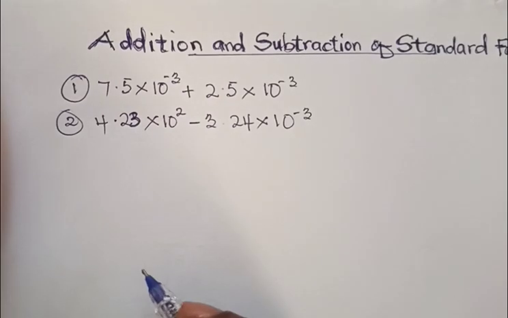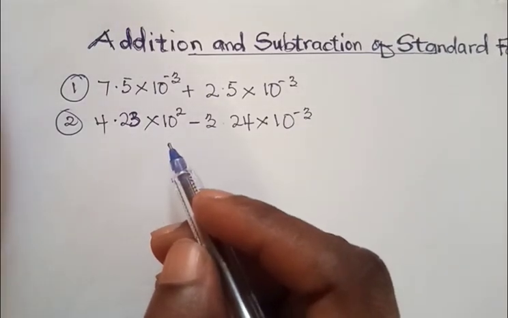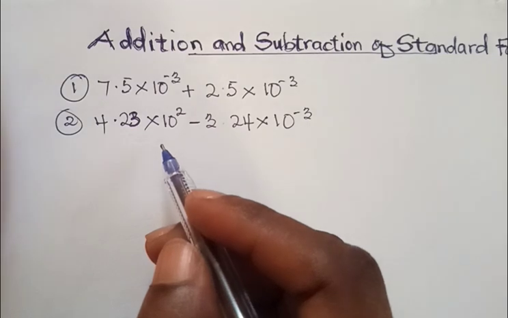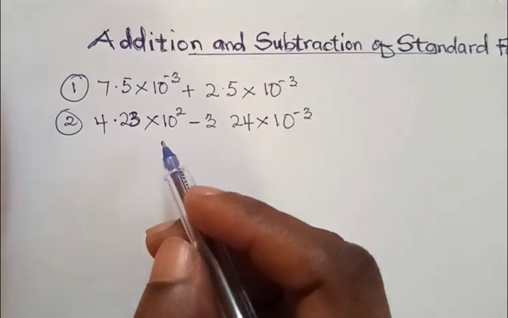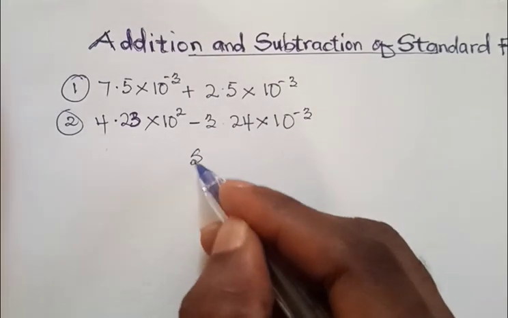For this one, to make the work easier whenever it's given to you in standard form, what you do is first change it to real numbers, change from standard form to numerals, and when you are done, you add them. After adding them, you change it back to standard form. That makes the work easier for you. All right. So let's look at the first one.